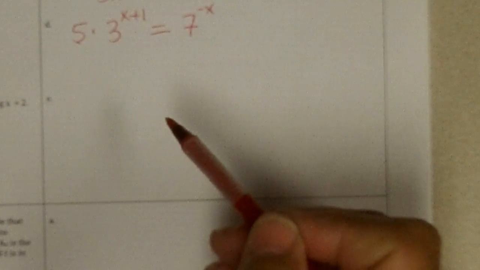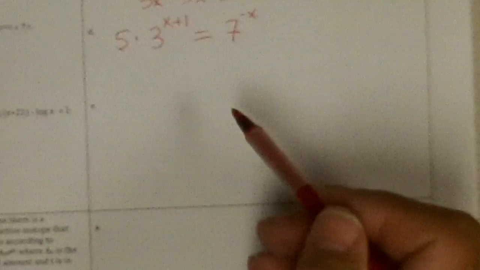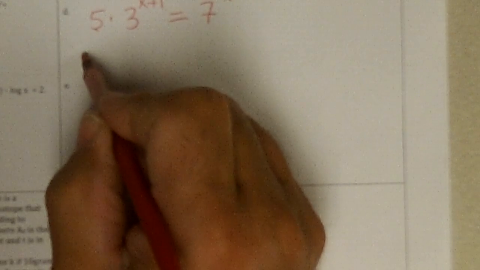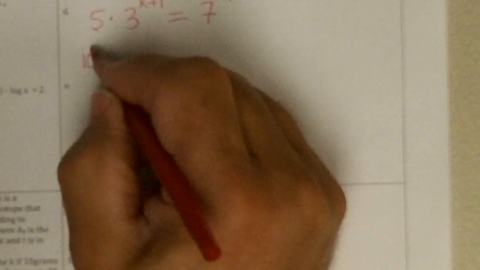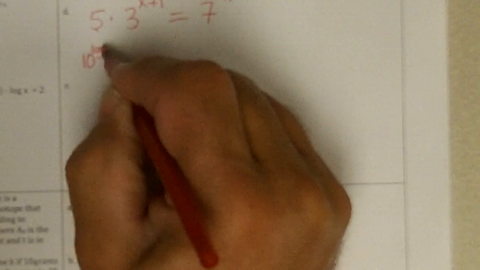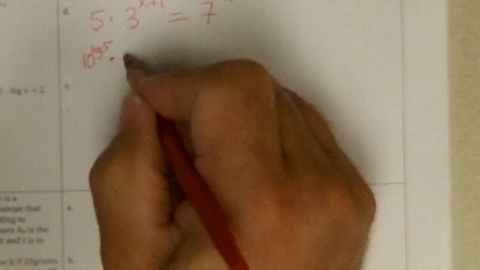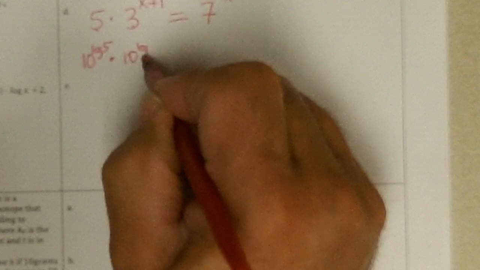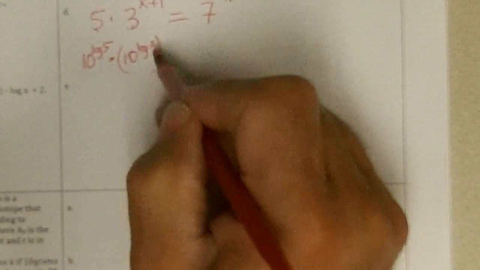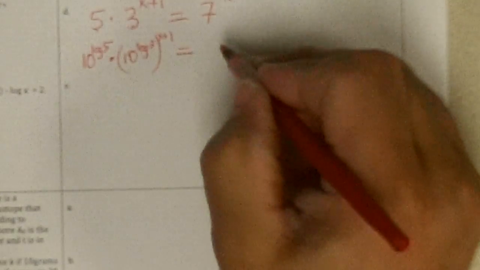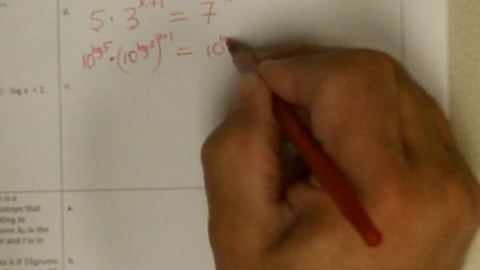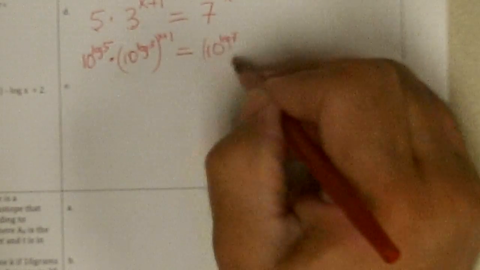So let's just say I go to base 10. So 5 is 10 to the log 5, times 3 is 10 to the log 3, and that's to the x plus 1. 7 is 10 to the log 7, and that's to the minus x.